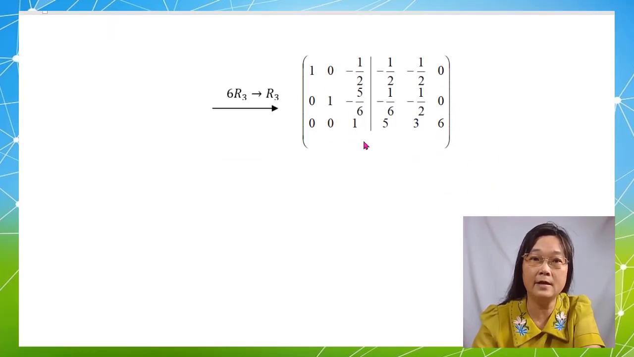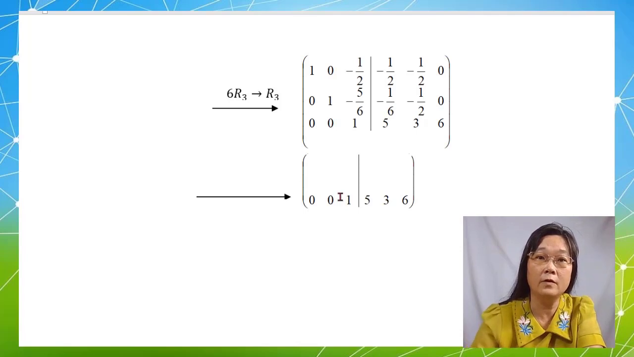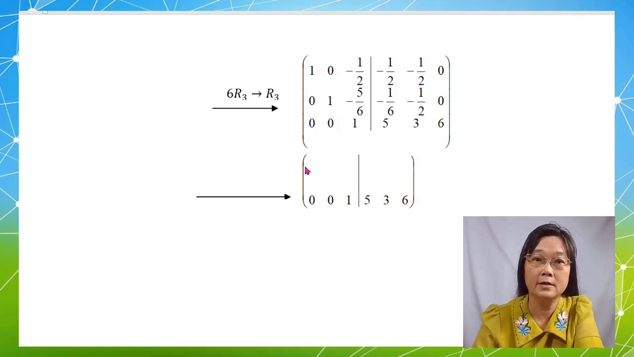After the step 7, now we go to step 8 and step 9. So we can either change negative 1 over 2 to 0 first, followed by negative 5 over 6, or we can change negative 5 over 6 into 0 first, followed by negative 1 over 2. So the row for row 3, it is unchanged. Now we go to row 1 first. In order to change negative 1 over 2 into 0, we need a positive 1 over 2. So positive 1 over 2, we can get it from row 3.